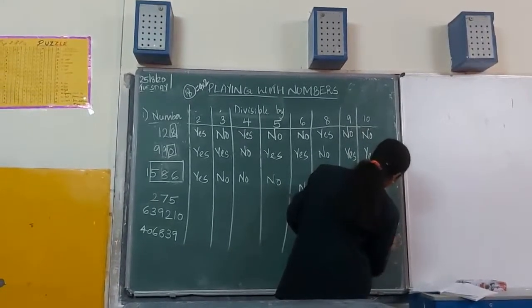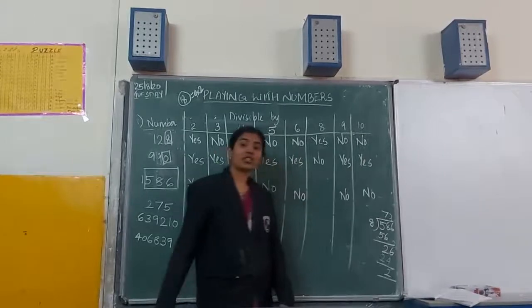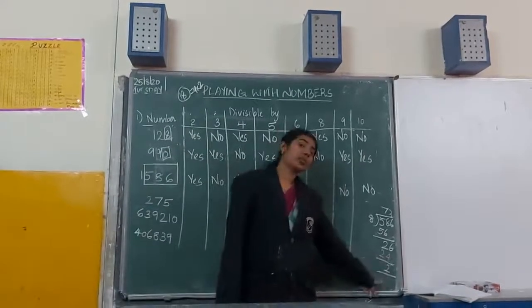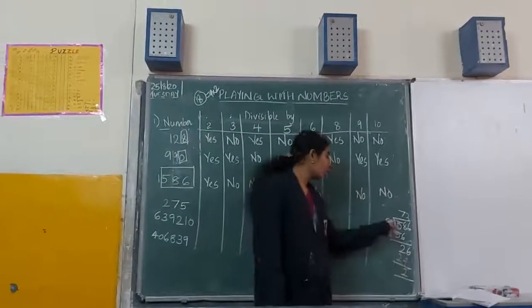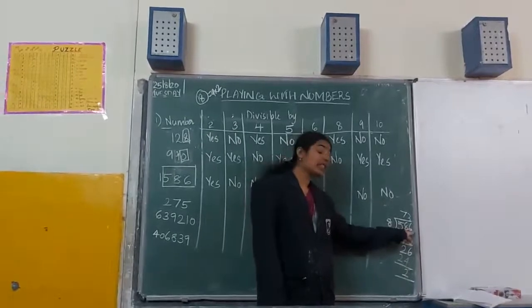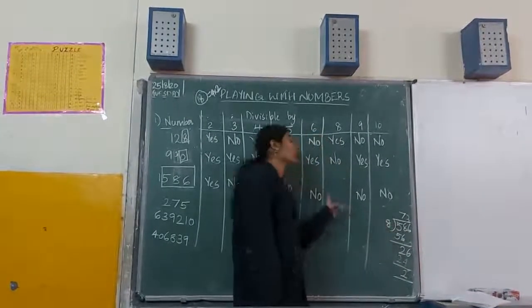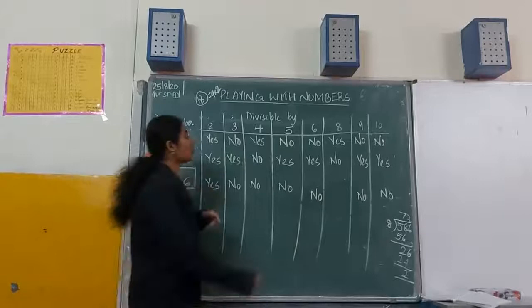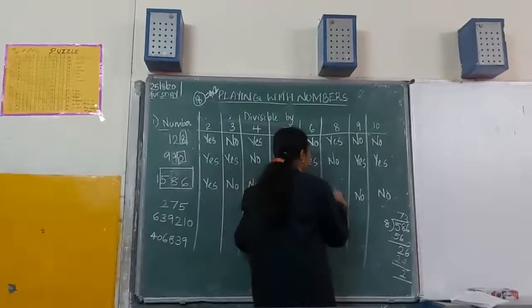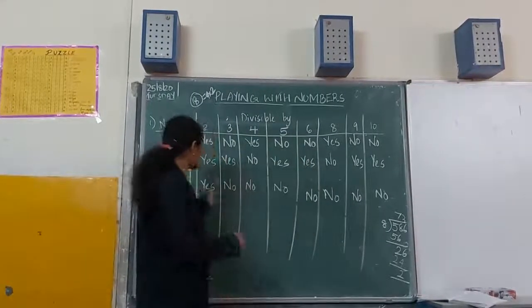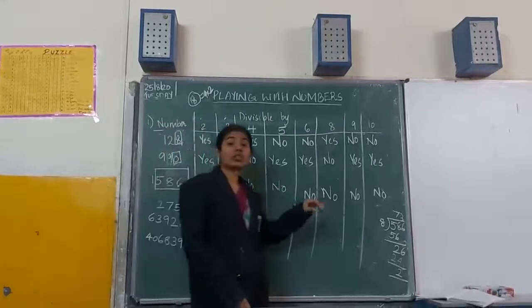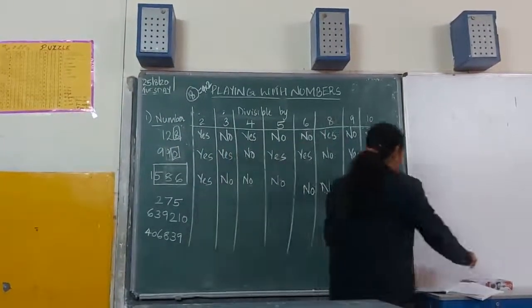And you are getting remainder is 2. That is not 0. So we can say 586 is not divisible by 8. So the given number also is not divisible by 8. Similar way the other sums also you should do. Okay?